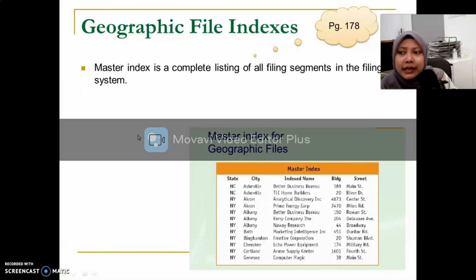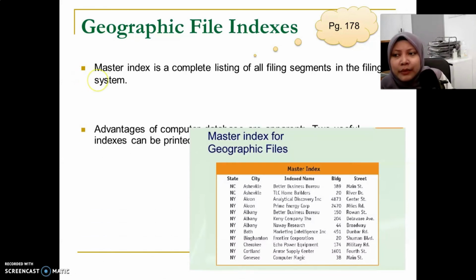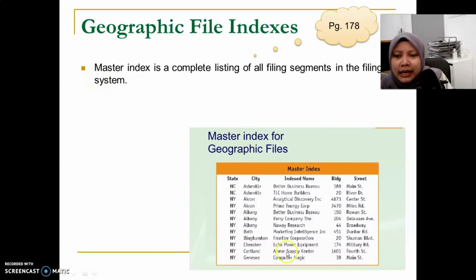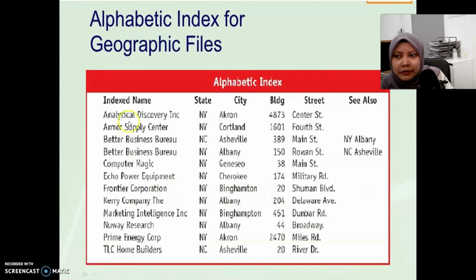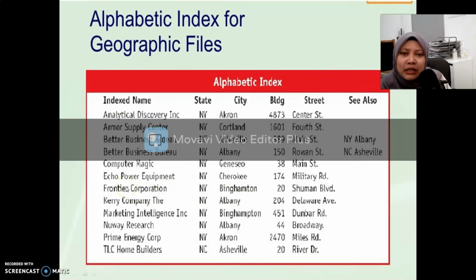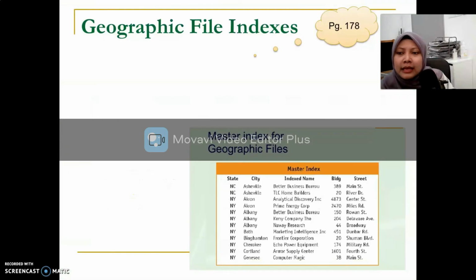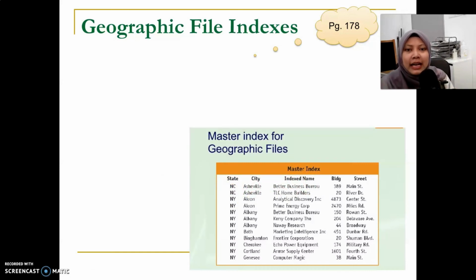Okay, so here what is a master index? Master index is actually the complete listing of all the filing segments in the filing system. When we talk about the master index, dia adalah collection, berbeza dengan alphabetic index. Alphabetic index akan bermula dengan nama ataupun corresponding name. Tetapi untuk master index, kalau you perasan, dia akan ada semua information berkaitan dengan file yang ada dalam simpanan you, dan dia akan arrange mengikut susunan yang telah diberikan.